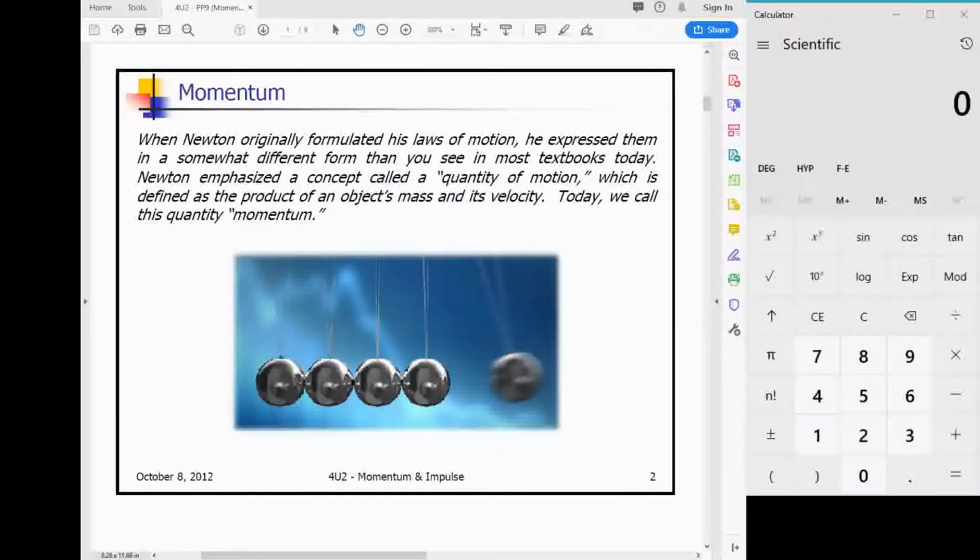So momentum, when Newton originally formulated his laws of motion, he referred to what he called a quantity of motion. And that quantity of motion was mass times velocity. That term is now referred to as momentum. So momentum is the product of the mass and velocity of an object.